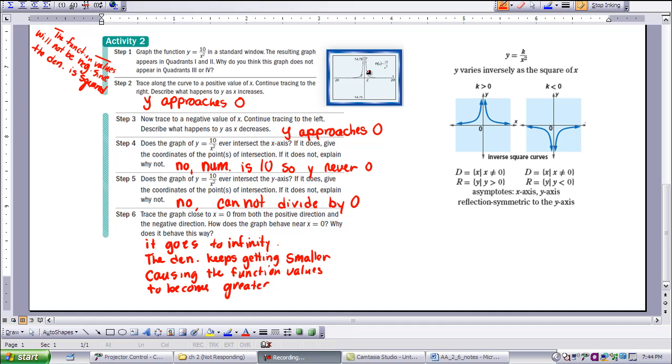The last one says, trace the graph close to x equals 0 from both the positive and the negative directions. How does the graph behave near x equals 0? Why does it behave this way? Well, the graph goes to infinity. It just keeps on going up. The denominator keeps getting smaller, and as that gets smaller, the values for y keep getting greater. Because if we divide 10 by a smaller number, our function value is going to get greater. So it's just going to keep going up and up and up, getting closer and closer to that y-axis, but it's never going to get there.